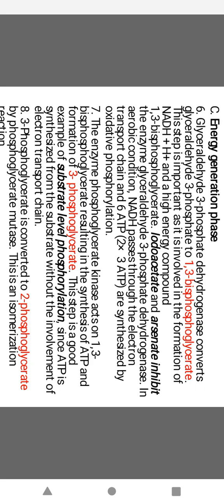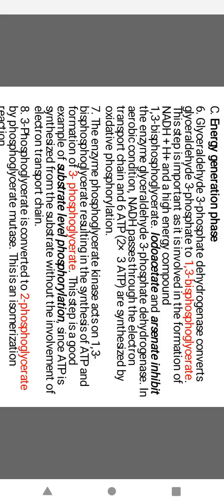Next, the final phase, the energy generation phase. In the first phase, energy is invested, that means energy is needed. Next phase, the splitting phase, the chemical is divided. Next, the third phase, the energy generation phase. In this phase, the energy is synthesized. For this, the glyceraldehyde 3-phosphate dehydrogenase enzyme converts glyceraldehyde 3-phosphate to 1,3-bisphosphoglycerate. This is an important step, the formation of NADH plus H plus and a high energy compound.